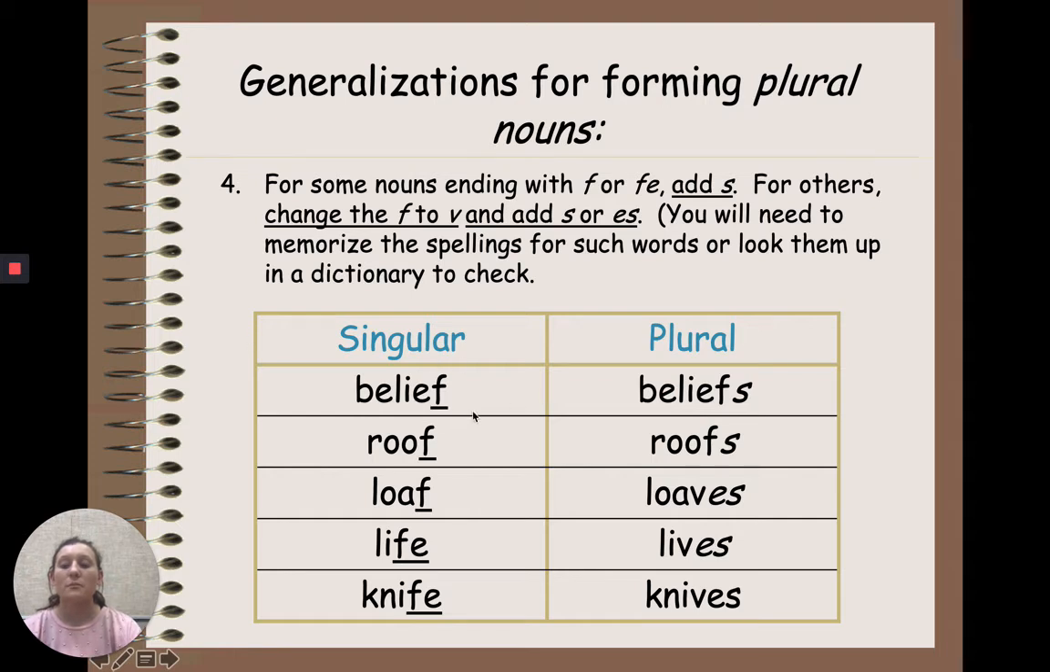So here we have the word belief, and it ends with an F. So all we need to do is add an S on. Next we have roof, again ends with F, so we're just adding the S on. Now with loaf, we don't say loafs, we need to make it loaves. So with the word loaf, we take off the F and we add V and then ES.